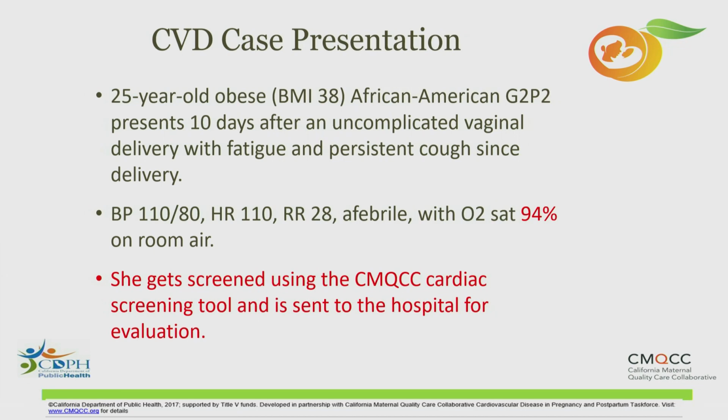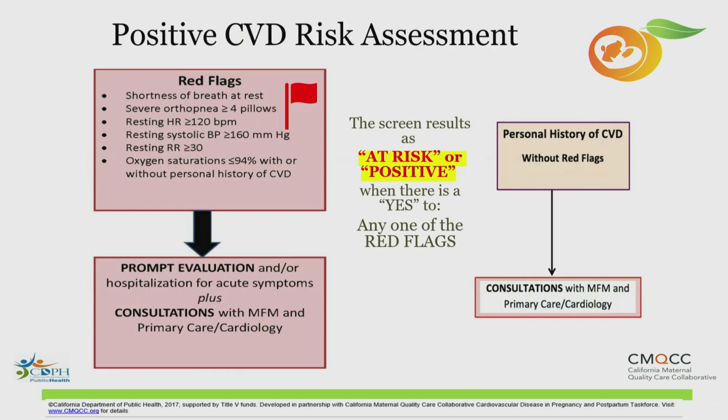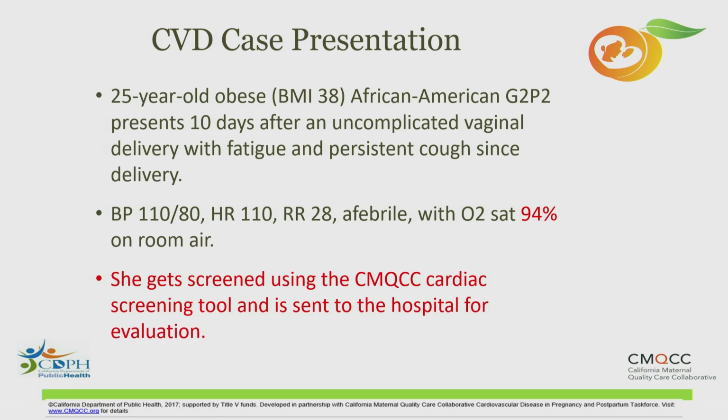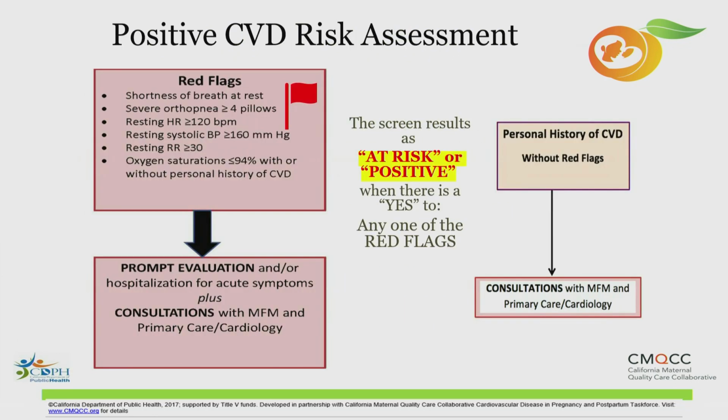A 25-year-old obese African-American G2P2 presents 10 days postpartum after vaginal delivery with fatigue and persistent cough since delivery. There are her vital signs. You can see heart rate is 110, respiratory rate 28, afebrile, O2 sat 94%. She gets screened using the CMQCC tool and is sent to the hospital for evaluation. So why did she get sent there? It's because she had an O2 sat of 94%, right? So she automatically has symptoms and an oxygen saturation of 94%. She goes to the hospital to be evaluated.